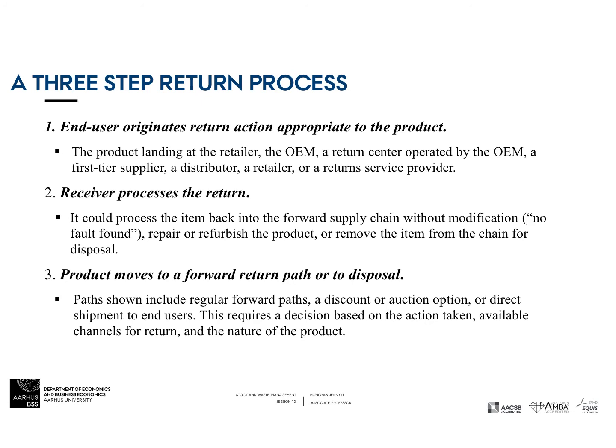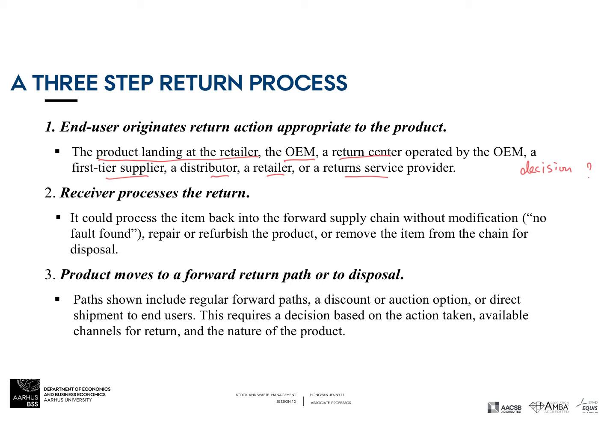The end user originates the return, with action appropriate to the product. So basically the product lands at the retailer, the manufacturer or original equipment manufacturer, or a return center operated by the manufacturer or first-tier supplier, distributor, retailer, or returns service provider. So that's already a decision: where the customer can return the product to. In the omnichannel, we're talking about customers being able to return the product through any channel.